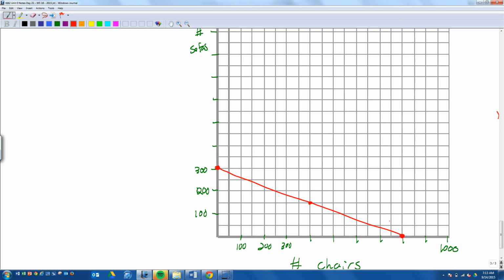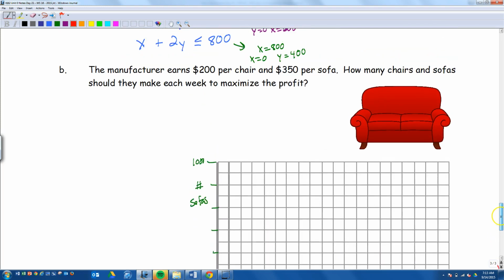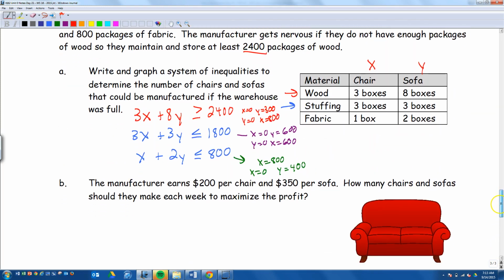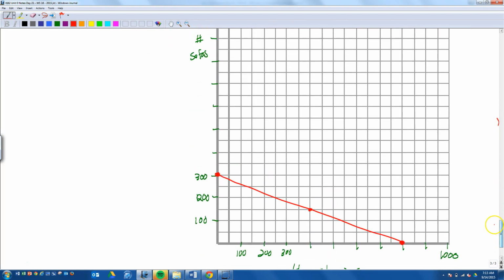Alright, so there's that one. Now this is the one where you have to be above this line because it says you have to be greater than or equal to 2,400 with the wood. So that's going to be shaded up. We'll deal with that in a second.